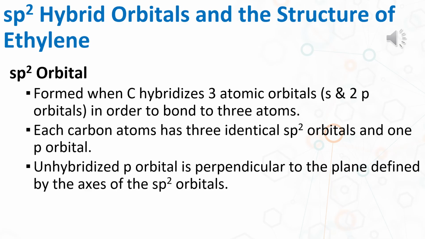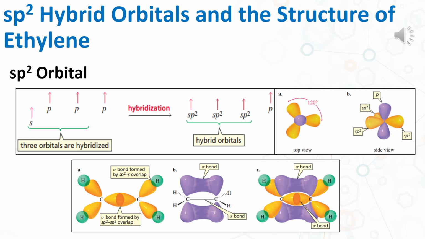A good example for this one is ethylene, wherein the molecular formula of ethylene is C2H4. Kindly take note of those. Next, let's have this image. This image shows the sp2 hybridization and explains the structure of ethylene, also known as ethene, or in chemical formula, C2H4.